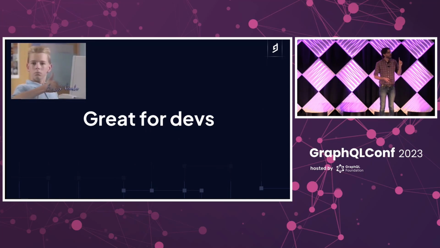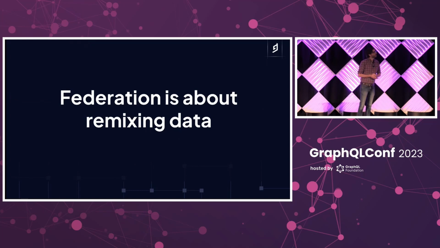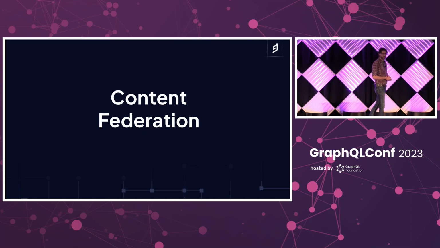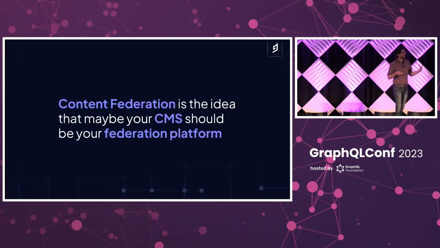But what if you throw a non-developer into the mix? Federation is all about remixing data in new and meaningful ways. And you know what? Editors want that too, as it turns out. Enter the new kid on the block: content federation. Content federation is the idea that your CMS can and maybe should be your federation platform as well. The thought here is that you open up access to all the data in your data stack to your editors in your CMS and allow them to do the remixing as well. And then you still get a unified API out on the other end. If you've ever had to maintain a connection between a database or multiple databases and a CMS, you know the pain that content federation seeks to solve.